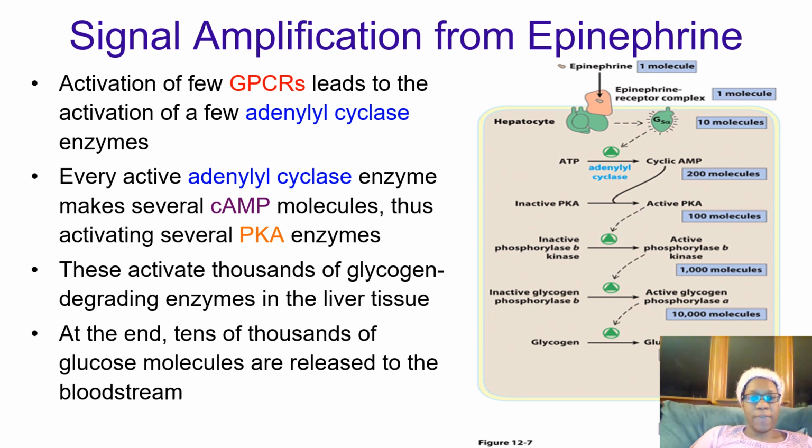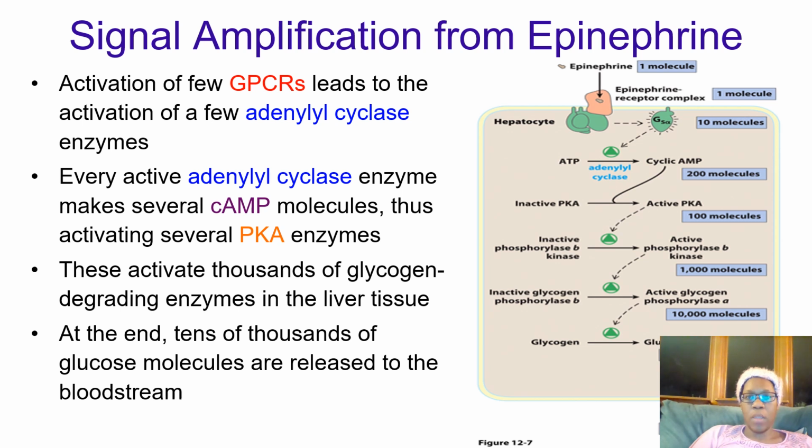Every active adenylyl cyclase enzyme can make several cAMP molecules, thus activating several PKA enzymes. These activate thousands of glycogen-degrading enzymes in the liver tissue. At the end, tens of thousands of glucose molecules are released into the bloodstream. If tens of thousands of glucose molecules are in the bloodstream, we can produce millions of ATP molecules. So we can see amplification by just one signal molecule.